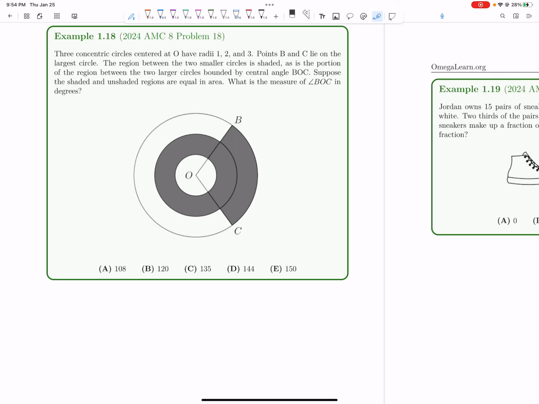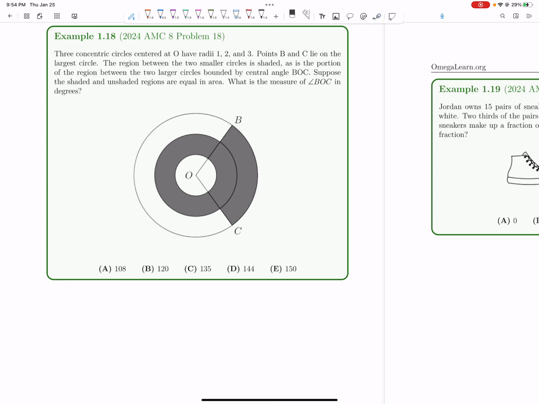Let's solve this problem from the AMC A. Three concentric circles at O have radii of 1, 2, and 3. Points B and C lie on the largest circle. Okay, we have these shaded regions, as you can see. Basically we have this annulus here, but then we also have this additional piece. There are basically two pieces here, and we're asked to find the measure of this angle BOC.